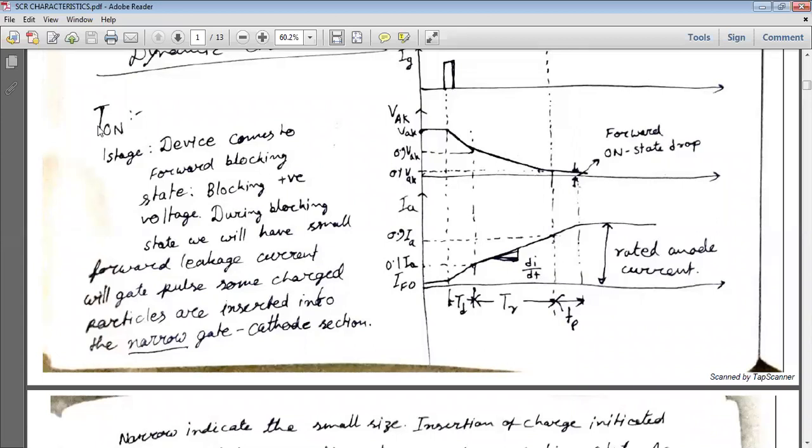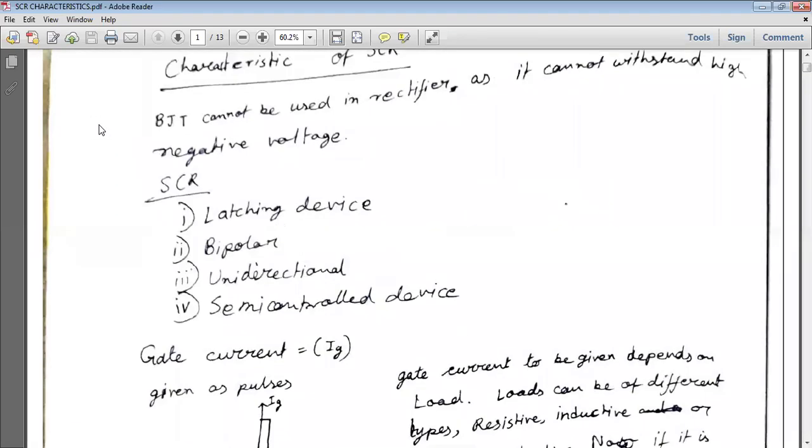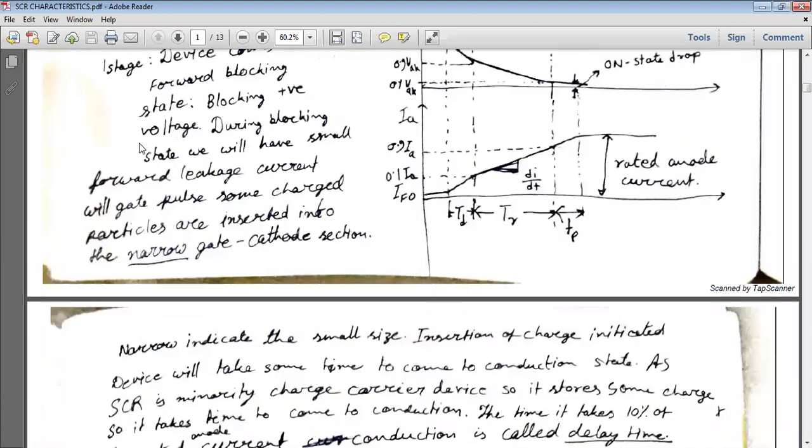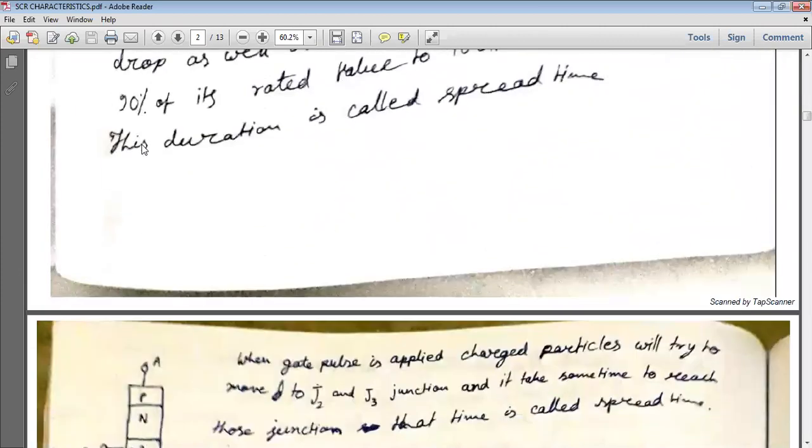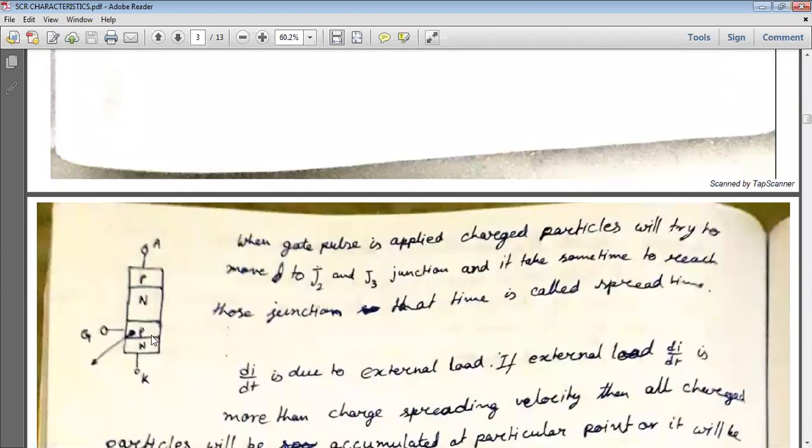That is, when the gate pulse is given, some charged particles are inserted. As you have seen from this figure, this is the J2, J1 and J3. Now when the charged particles are inserted through the gate, they come to the J2 junction, and from J2 to J3 the charged particles will come. That will take some time, and that time is called spread time.